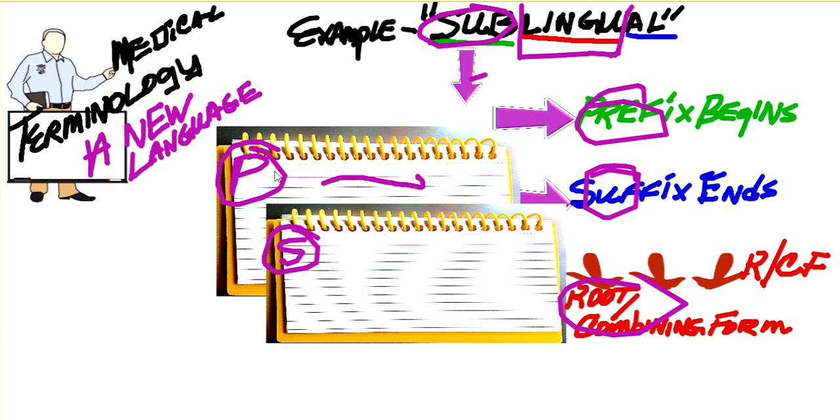Get you a stack of index cards, put a P on the top left-hand corner of your card, and let that indicate prefix. Then put what the prefix means on one side of the card, and you flip that card over, then you're going to write what the prefix is, which is sub. And we're going to do the same thing with suffixes. We'll create a stack of those too.